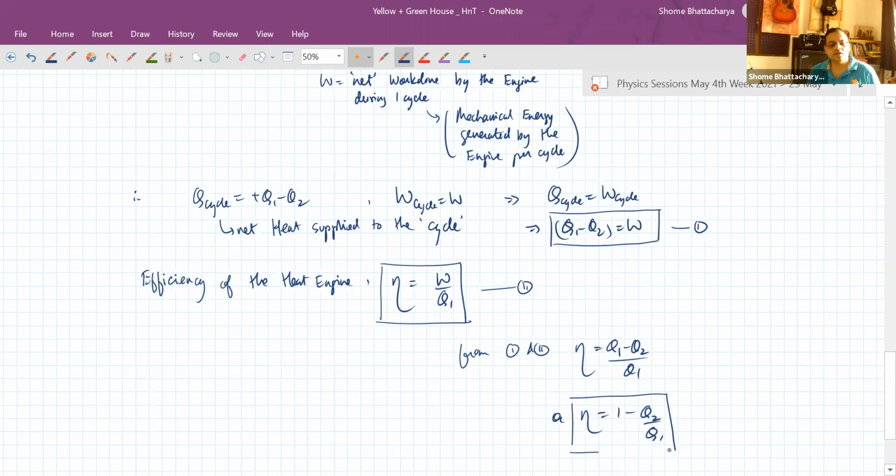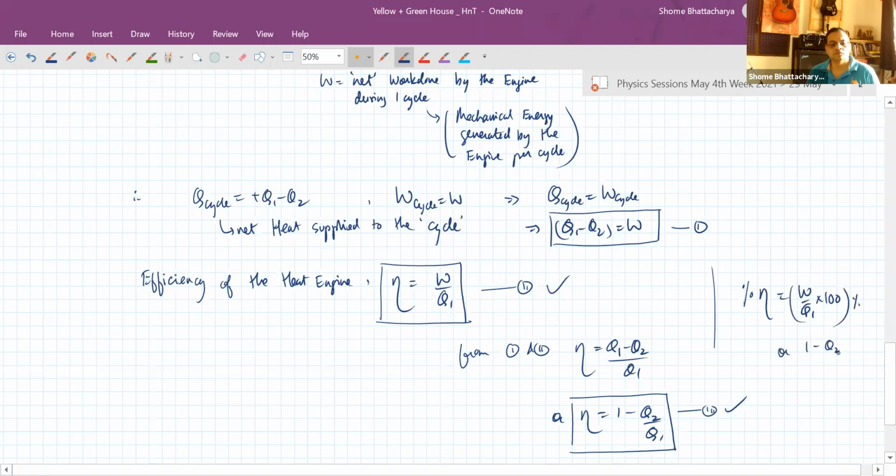That is the fraction of heat converted into mechanical work is also equal to 1 minus the fraction of heat dissipated divided by the heat supplied. So whether we use this formula or this formula, we're talking about the same quantity, which is the efficiency of the engine. And if we convert it into a percentage, then it is called the percentage efficiency. That is W by Q1 expressed as a percentage. So higher the percentage, the more efficient we can say the process is.